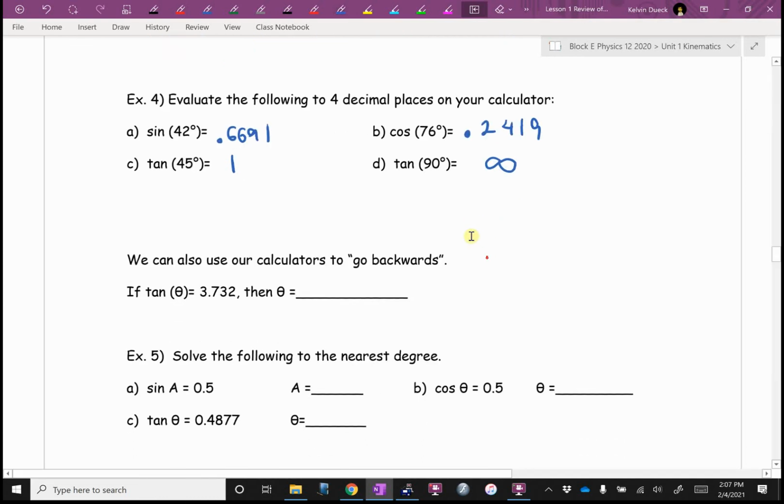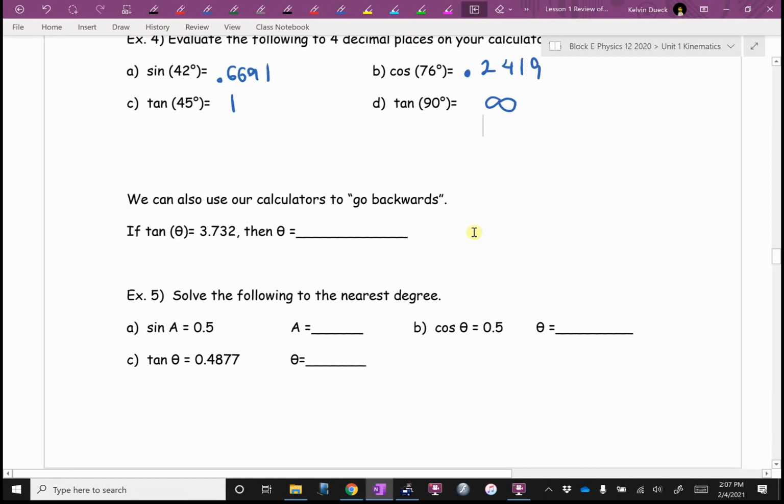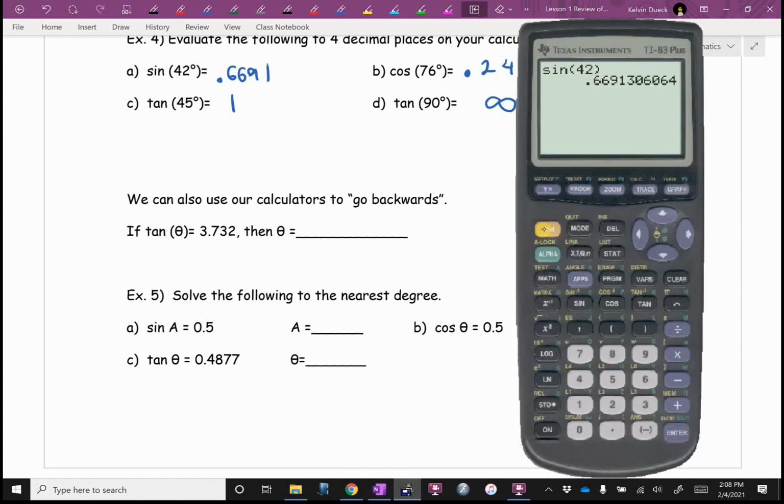We can also use our calculators to go backwards. Not only can I give you an angle and say, tell me the sine or the cosine or the tangent, I can give you the sine or the cosine or the tangent, and my calculator can tell me the angle that it came from. Who remembers how you do that on your calculator? Wasn't it the reciprocal button? It's the shift or the second function or the inverse. Those are the big three on the different models. It's almost always somewhere near the top left of your calculator keyboard.